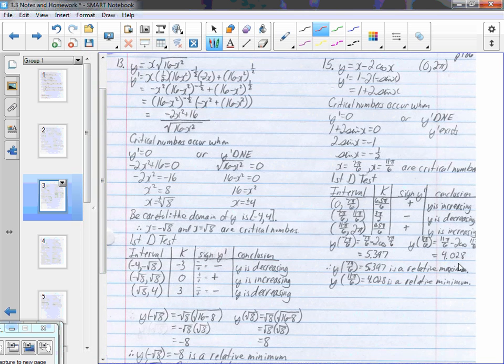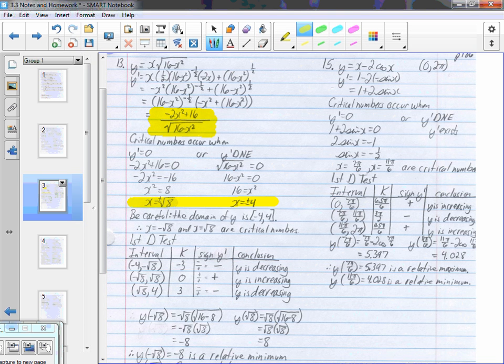Find the derivative, get the derivative written as one fraction, then find the critical numbers. Critical numbers occur when, in this case, y prime equals 0 or y prime does not exist. If y prime equals 0, set the numerator equal to 0. If y prime does not exist, set the denominator equal to 0. So you get a bunch of options.